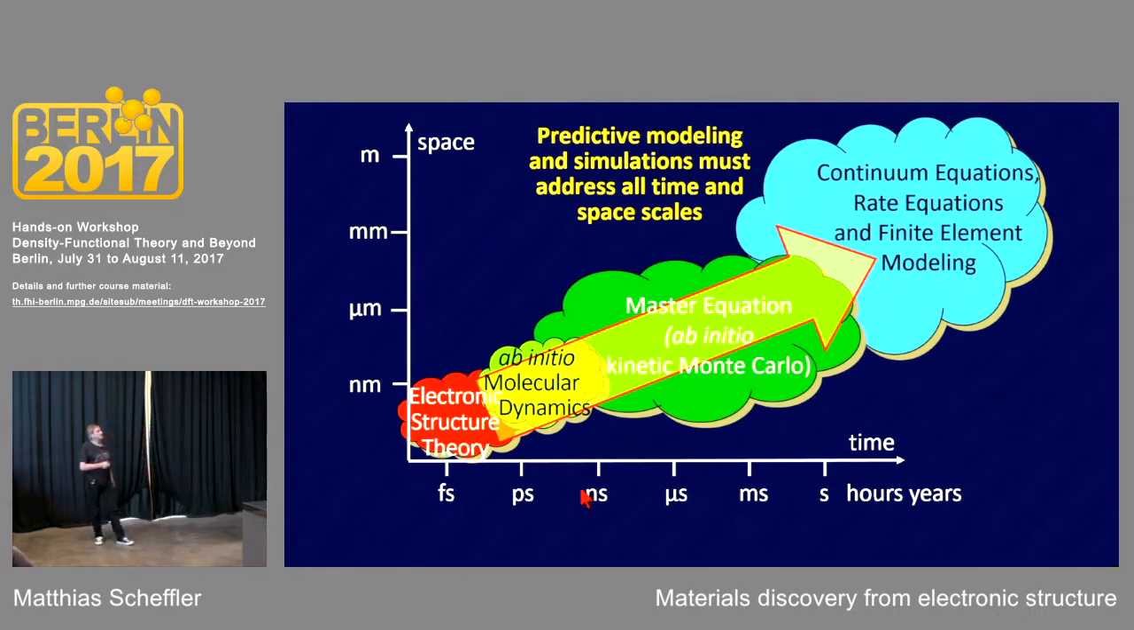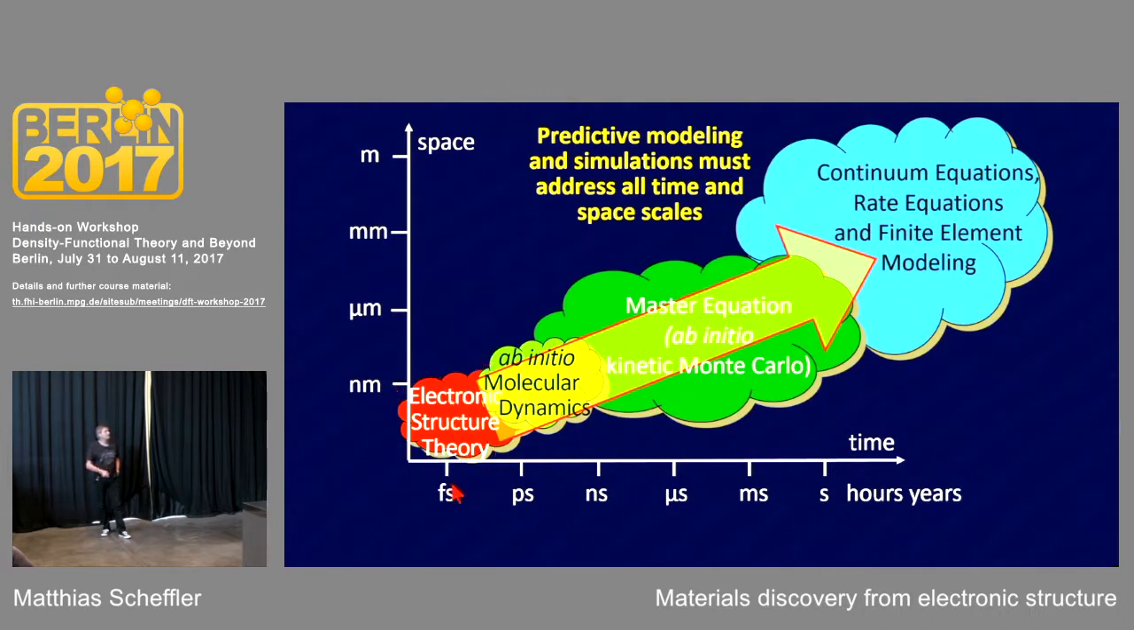I think is the way things will evolve in the next years. But now actually we come to the main issues, which is a little bit of the structure of our hands-on workshop here. If we want to understand materials science or materials properties better, we want predictive modeling or simulation. This means we must address all time and space scales. So just doing something on one scale doesn't really help and give you much insight.